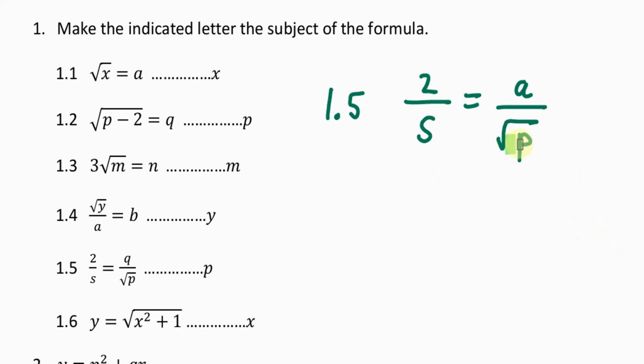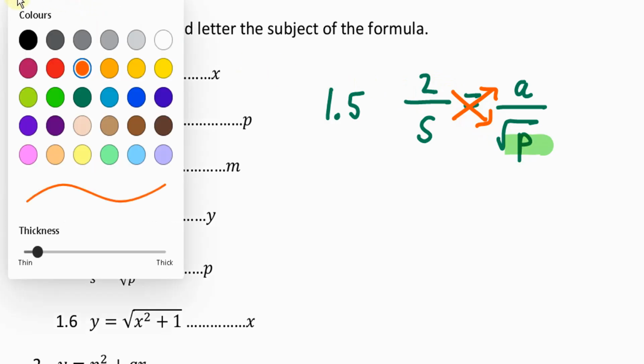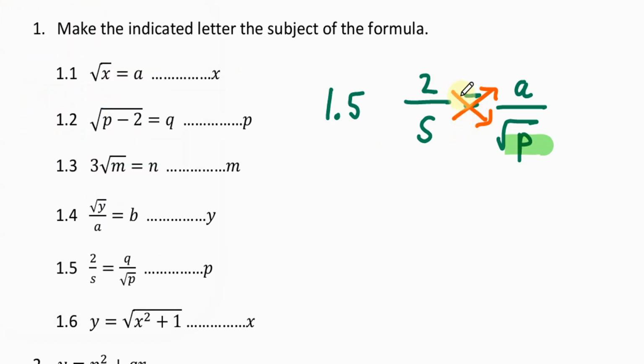Here, we want to make p the subject. Now, since we have fractions on both sides, we can get rid of the fractions by cross-multiplying. And since we want p to be on the left-hand side, we're first going to cross-multiply like this. So 2 times the square root of p will give us twice the square root of p. Then s times a is as.